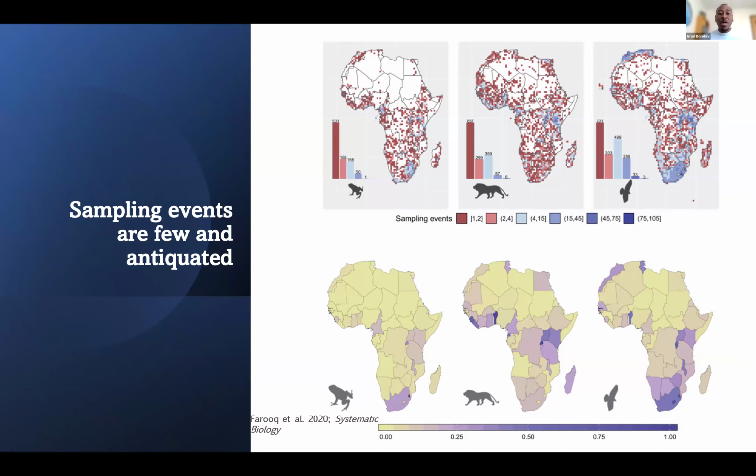Now you can see that for amphibians, for lions, and for birds, there's very little area. A small portion of the continent has been well surveyed, leaving a vast region needing to be properly surveyed for better understanding.